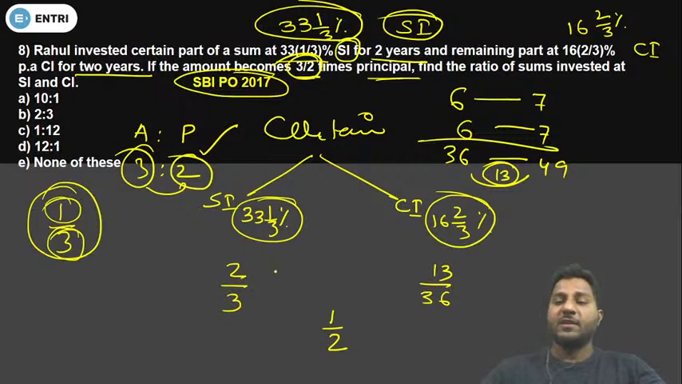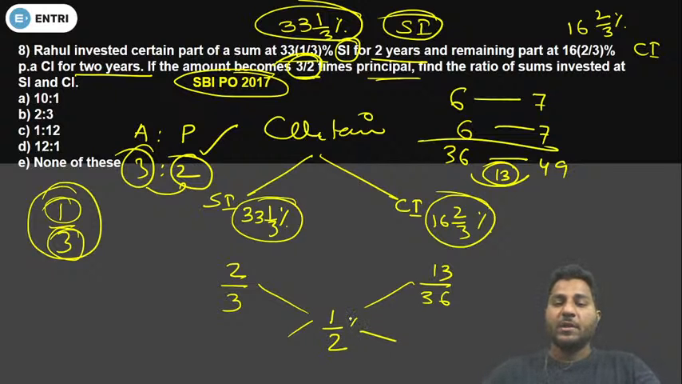Now we have seen that from the simple interest part, we have got 2 by 3. From the compound interest part, we have got 13 by 36. And overall, we have got 1 by 2. So we will use what? Alligation method.